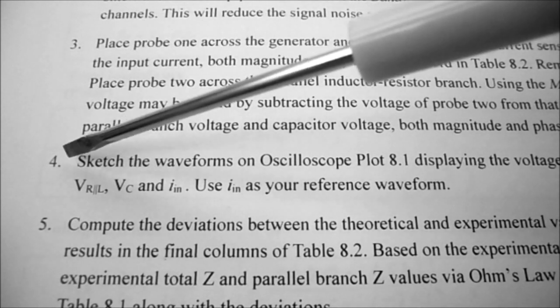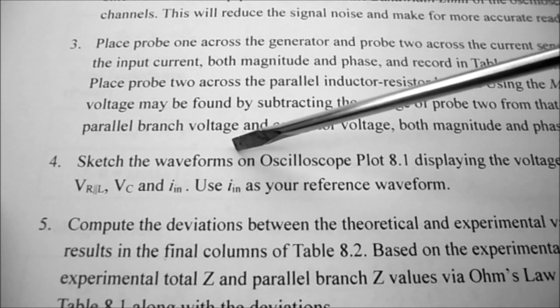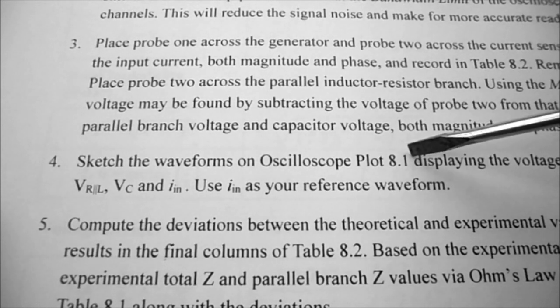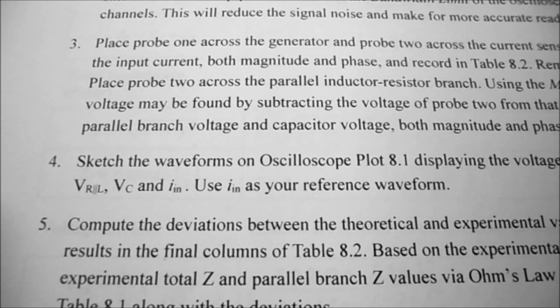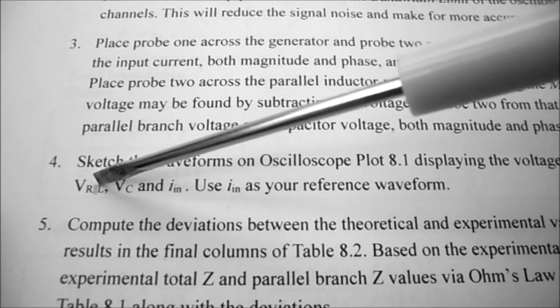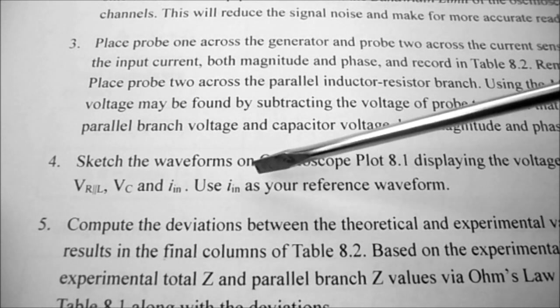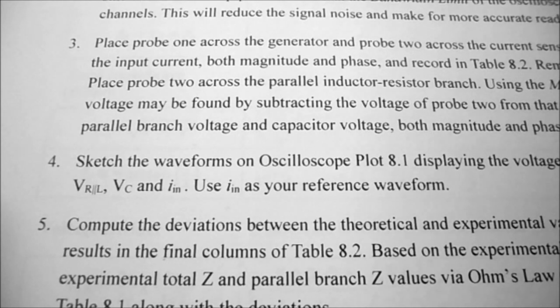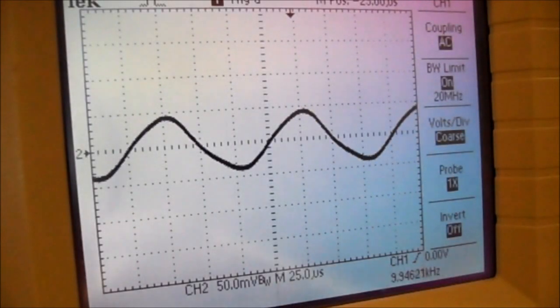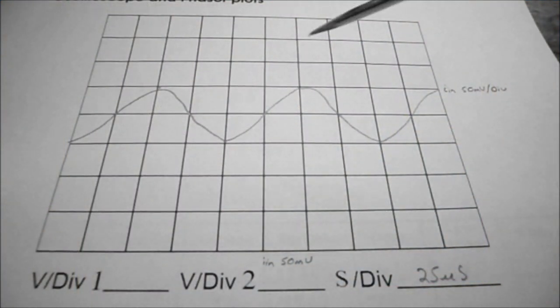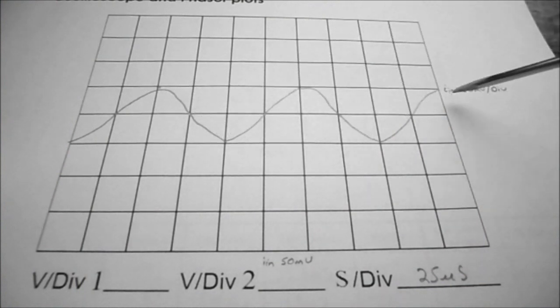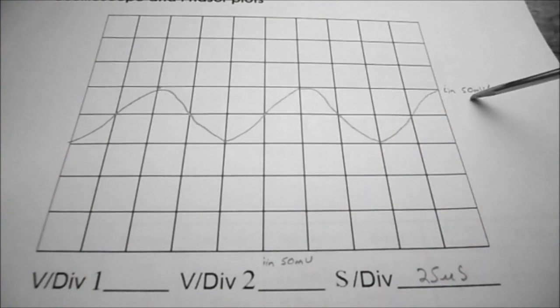So under procedure, step number 4, we're to sketch the waveforms on oscilloscope plot 8.1. We're to display the voltage waveforms representing V in, V R in parallel with L, VC, and I in. And we're to use I in as your reference waveform. To draw your oscilloscope plot, I suggest you start with I in all by itself. So I've drawn in my I in, and I've labeled the wave as I in, and I had my oscilloscope set to 50 millivolts per division.